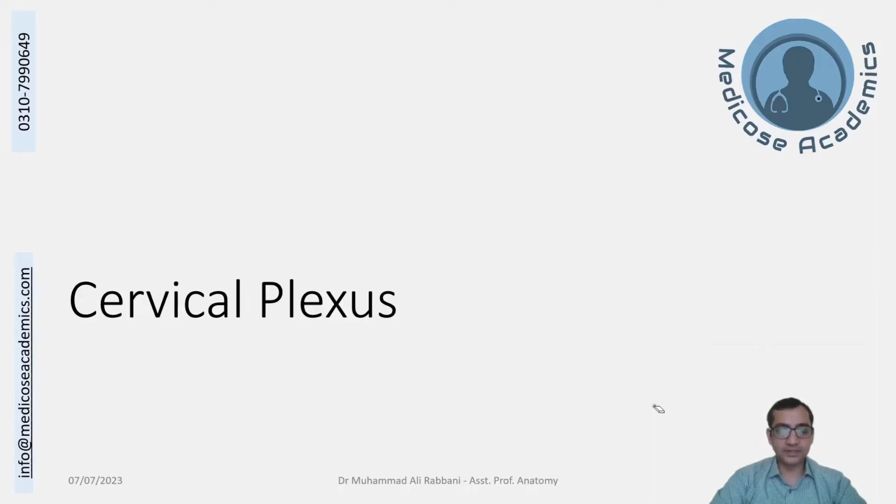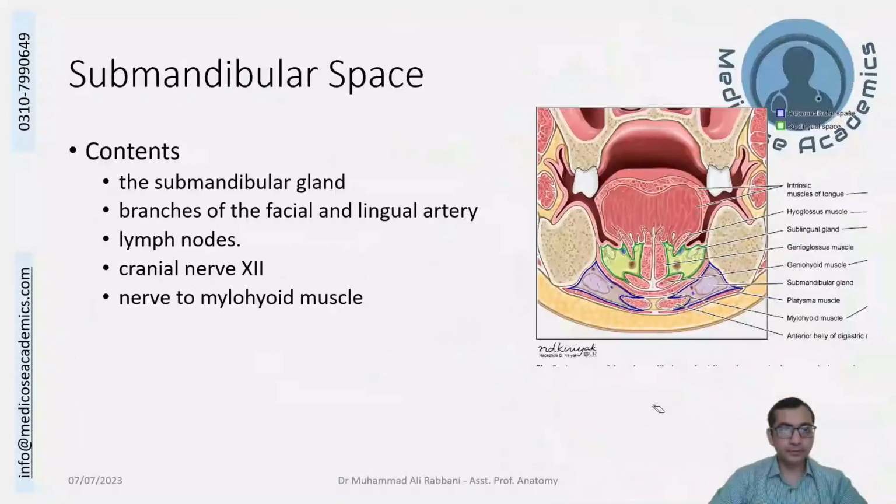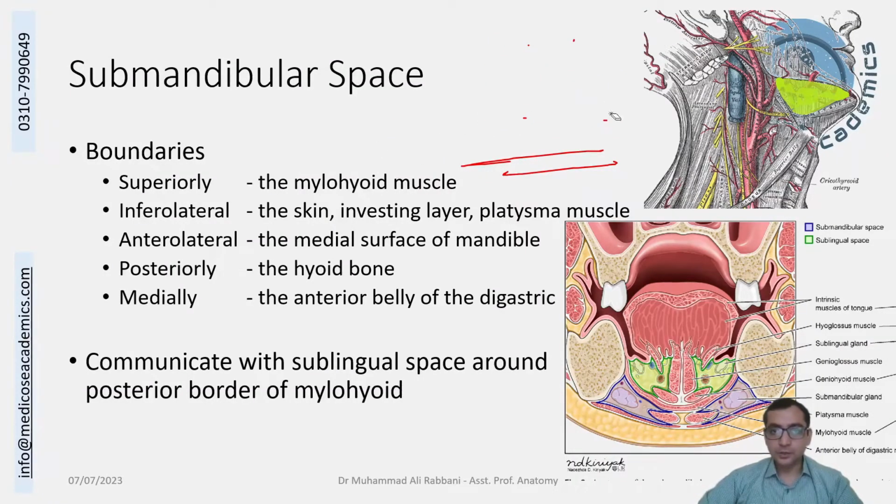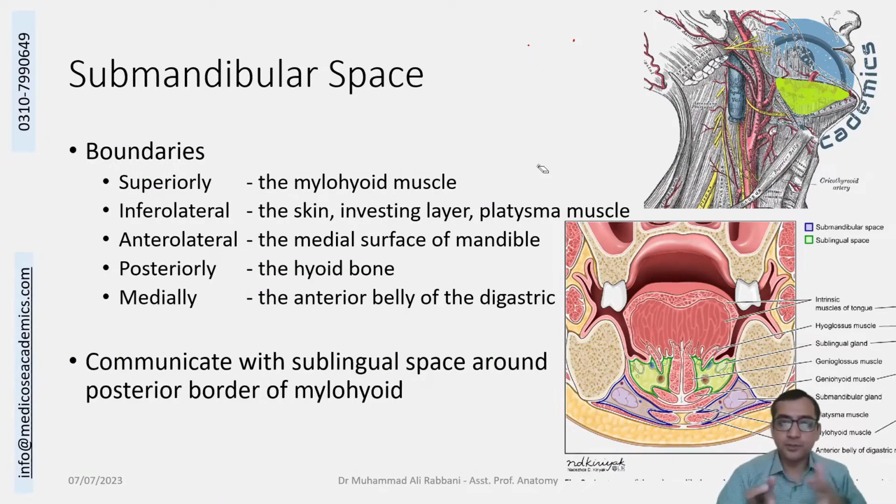Before moving into the cervical plexus, let me fulfill the promise that I made before about the submandibular space. I skipped it before. Simply speaking, it is the space enclosed by the submandibular digastric triangle. A triangle is two-dimensional, so you need a third dimension. Below it will be covered by the investing layer of deep cervical fascia. Above it will be the mylohyoid muscle, the floor of the mouth. So these are all the extents.